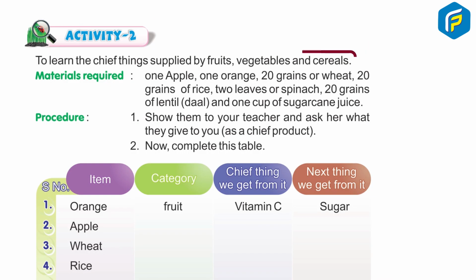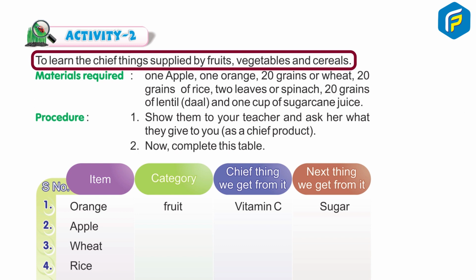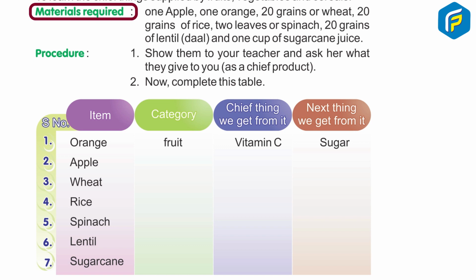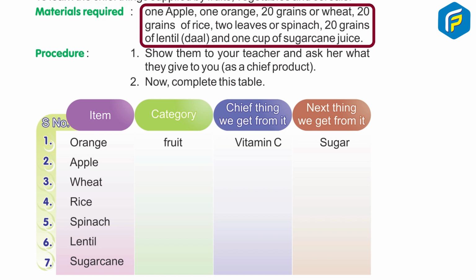Activity 2. To learn the chief things supplied by fruits, vegetables and cereals. Materials required: 1 apple, 1 orange, 20 grains of wheat, 20 grains of rice, 2 leaves of spinach, 20 grains of lentil, dal, and 1 cup of sugarcane juice.